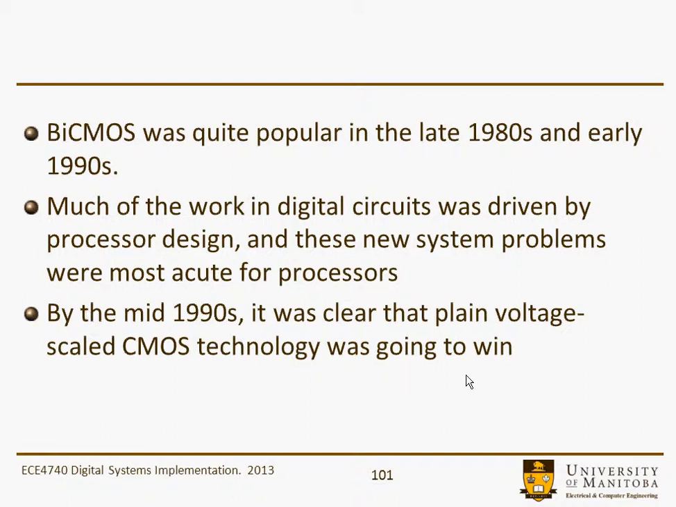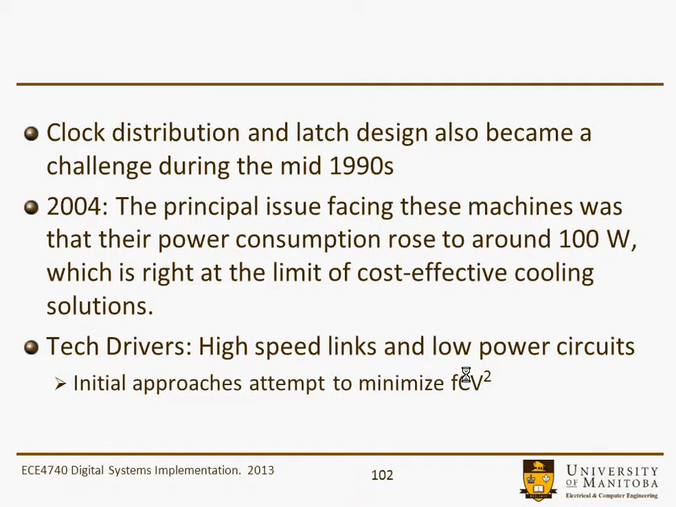So by the mid-1990s, it was pretty clear that plain voltage-scaled CMOS was going to win, and it certainly has continued to do so to this point in time. Clock distribution and latch design became a big challenge during the 90s, and if you look through any of the papers or references for the latches and flip-flops, you'll see a lot of that was done back then. And the principal issues in the early 2000s were reducing power consumption, because for a CPU, power dissipation grew to around 100 watts, which was right at the limit of many cooling solutions that existed.